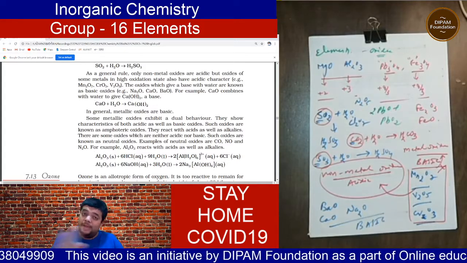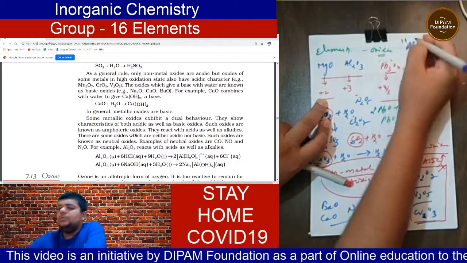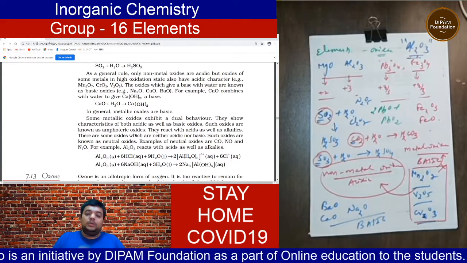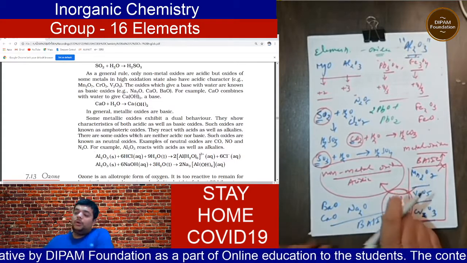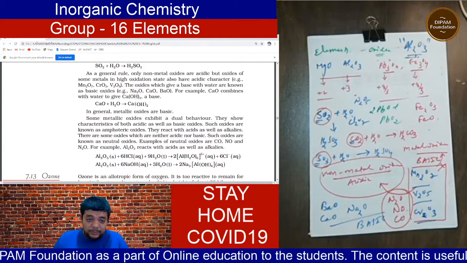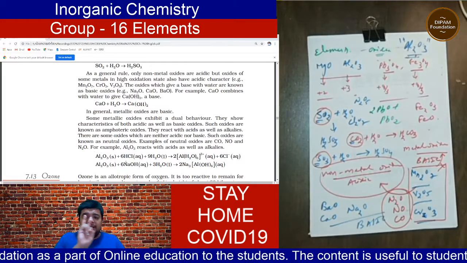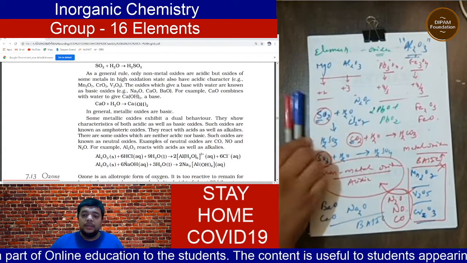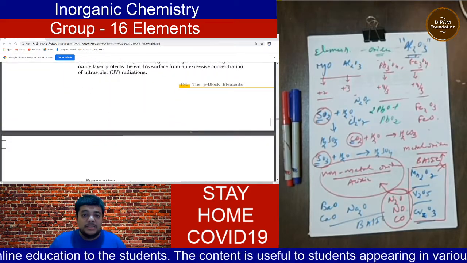Still moving further, as a general rule only non-metal oxides are acidic, but oxides of some metals in high oxidation state have acidic character. Non-metal oxides are acidic, what I have already mentioned here. But there are a few others which are acidic. They are exceptional: Mn2O7, V2O5, and CrO3. Being metal oxides, they must be basic, but they are not. They are exceptionally acidic oxides.